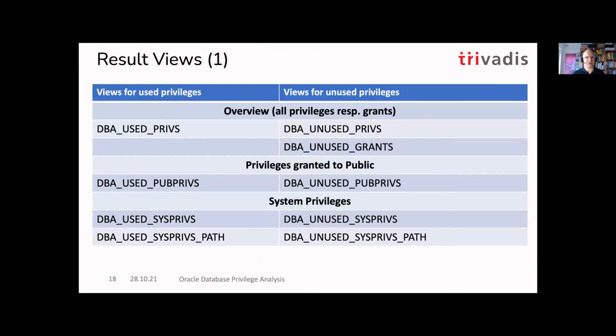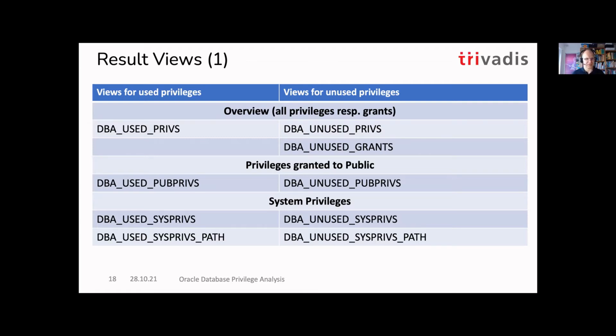And there are lots of result views. Basically, there are two groups of views, one for the used privileges, and one for the unused privileges. Privileges which have been granted, but which have not been used, or were not used during the capture period. We have DBA_USED_PRIVS, DBA_UNUSED_PRIVS. This is an overview with all privileges. DBA_USED_PUBPRIVS is used privileges granted to public, which are always considered a risk.